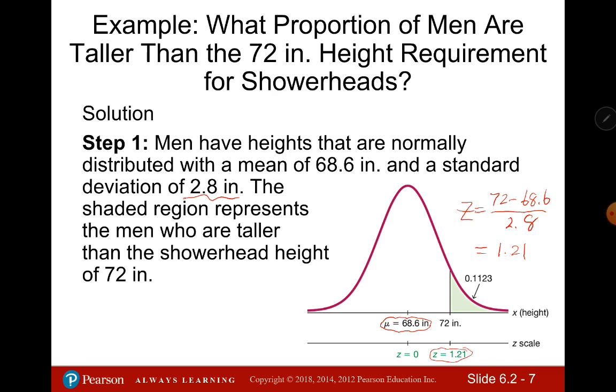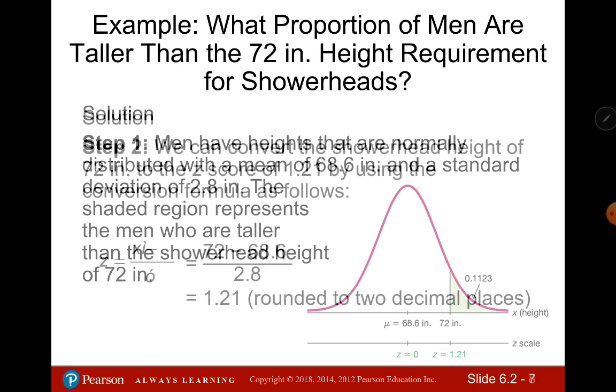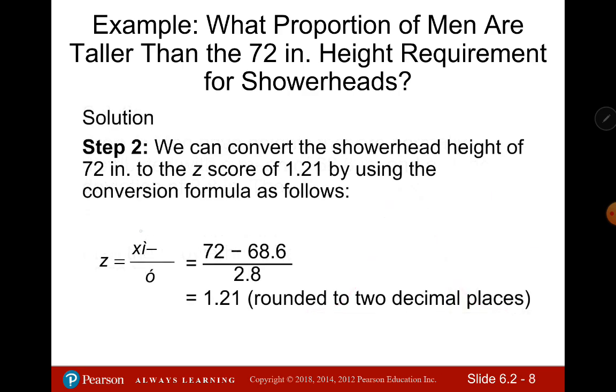So the step 1 we sketch, step 2 we convert. So this one just shows you how we get it. We round to 2 decimal places, right? Step 2, again, step 1 sketch, step 2 convert. Convert to what? Convert your x to z. That's called standardize. So step 2, get your z-score.